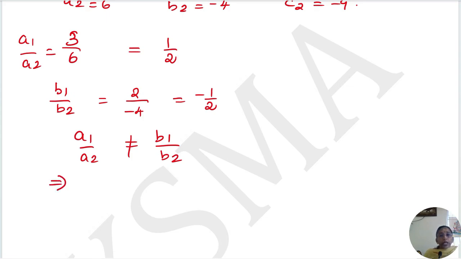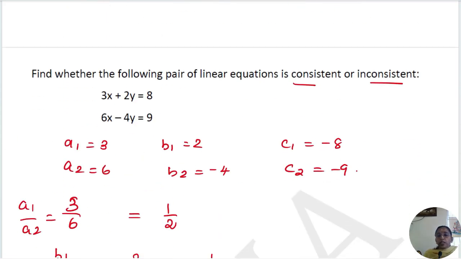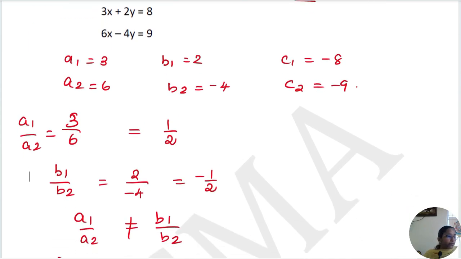So we have a unique solution for this problem. Here we are asking about the consistency, so you can declare your answer as: the given equations are consistent.